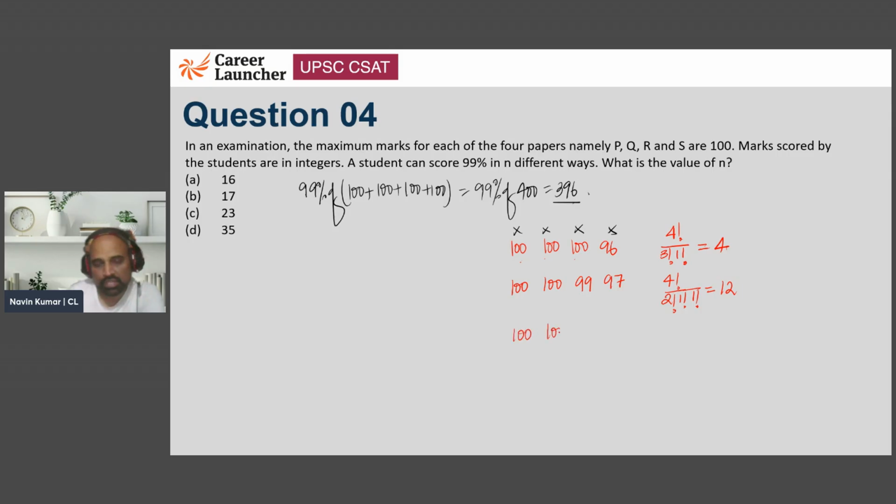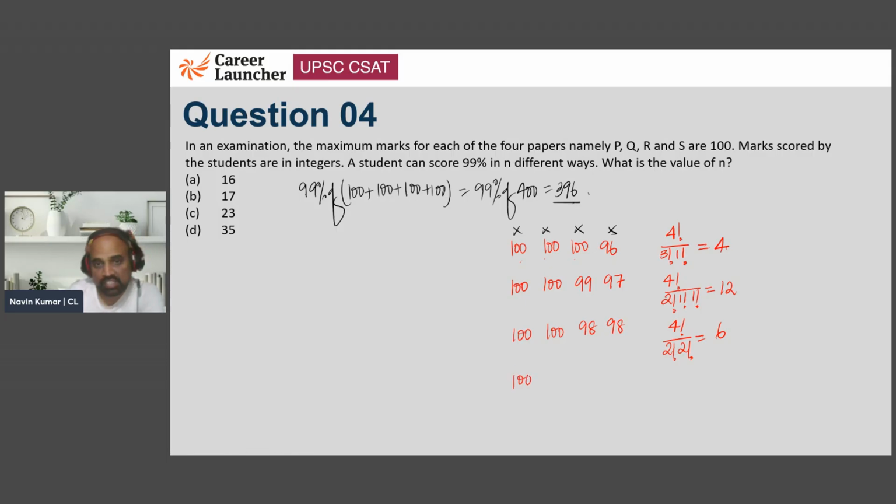Next, what if we write 99 as 98, decrease it by 1, and 97 will increase by 1 and give us 98. Total ways are going to be 4 factorial. 100 is written 2 times, 98 is written 2 times, so this is going to be 6. Now, if I change the next 98 to be 97, it will repeat. It will be the same as the previous case.